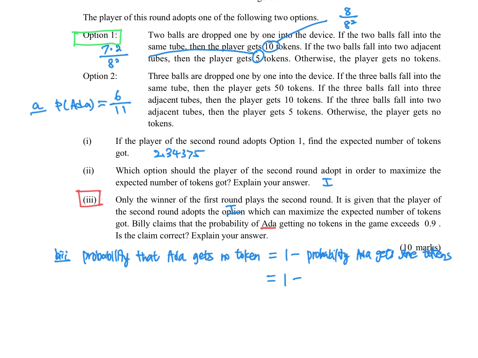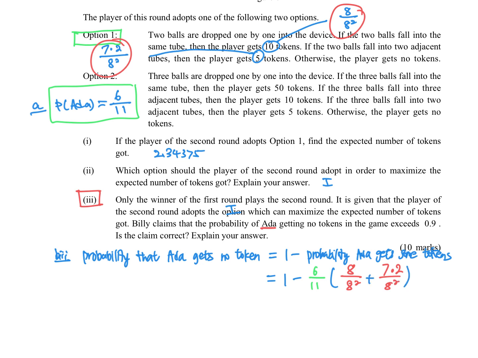So ADA can play the second round, but whether ADA wins the first round. So ADA wins the first round, the probability is this, 6 out of 11. And then if ADA in the second round, she can get some token. That means, okay, she can either get 10 tokens. So the probability of getting 10 tokens is 8 over x squared. So that will be 8 over x squared. Or she can get 5 tokens in the second round. So that will be this. 2 cases.